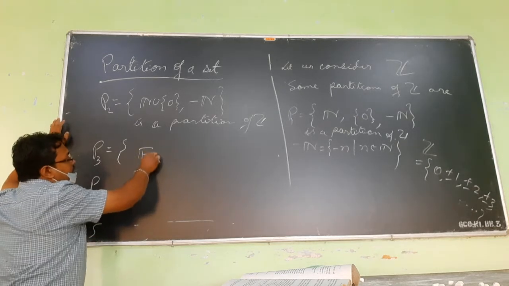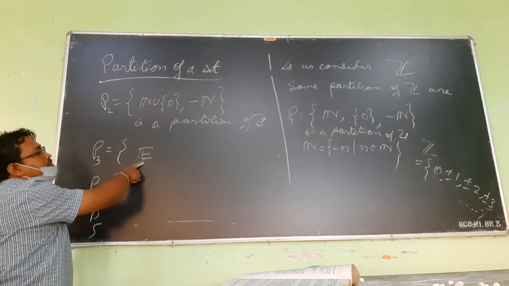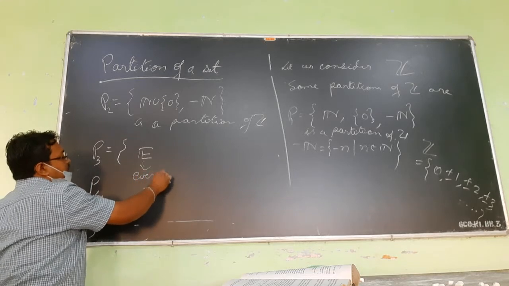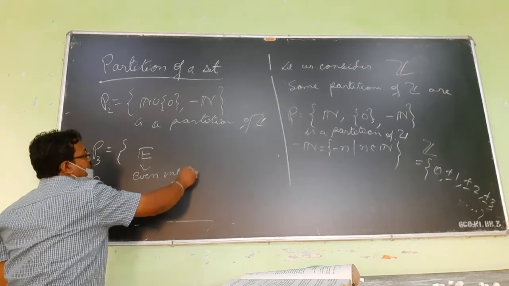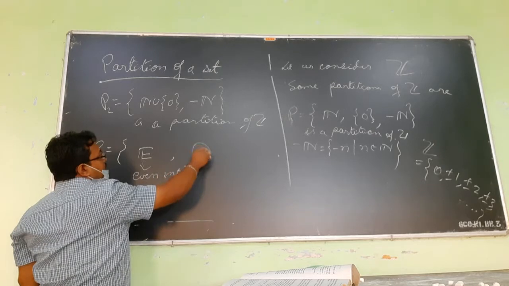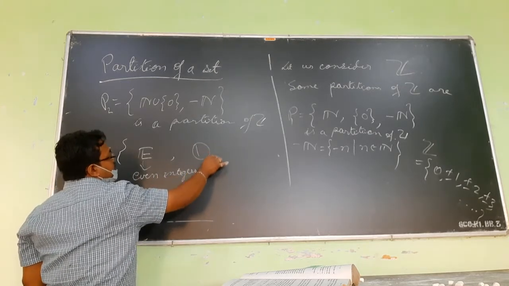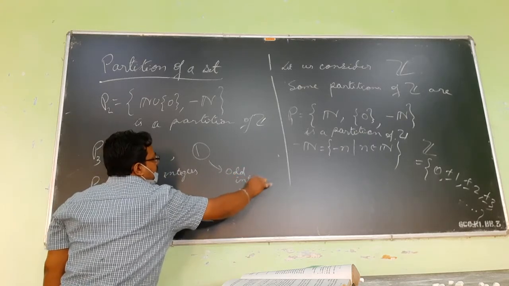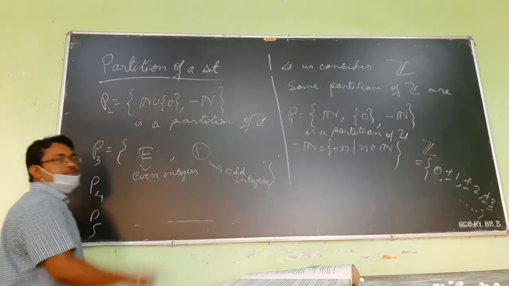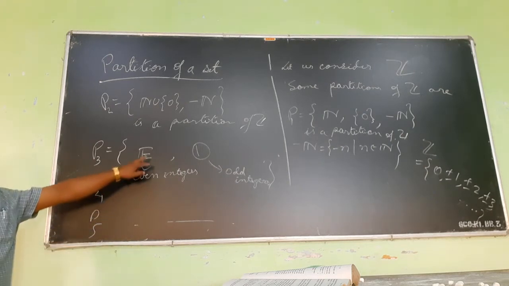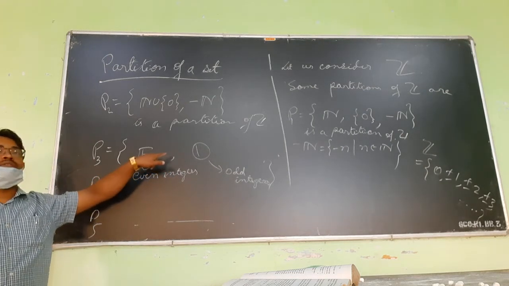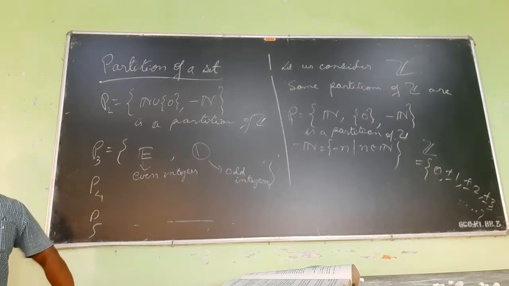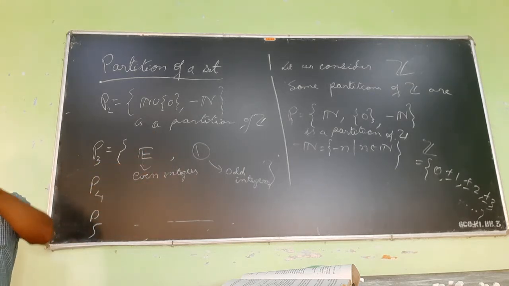If I write T is the set of even integers, so this is one. And together with that, let me write O, which is the set of odd integers. So we have separated odd and even integers. That is also a partition. There is nothing common between odd and even. There cannot be any number which is both even and odd.